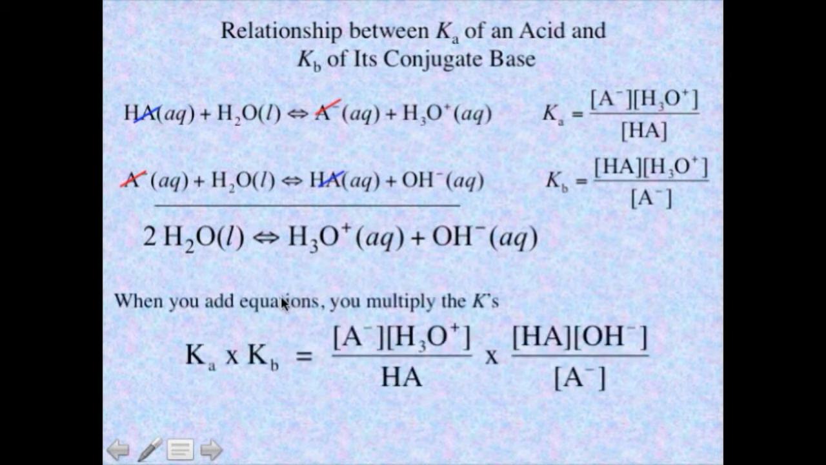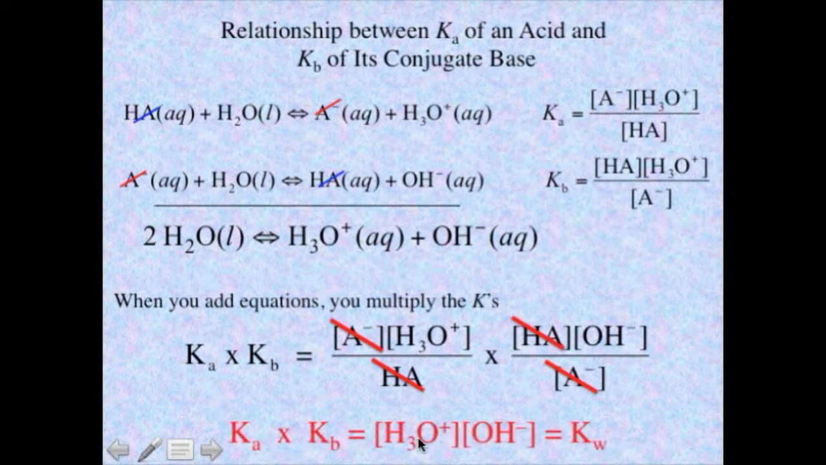How would that play out with the mass action equations? When you add equations, you multiply the equilibrium constants, represented by the mass action equations. So if I take each one of these mass action equations and multiply them together, what happens? The anions cancel out and the acids cancel out. And lo and behold, we're left with the mass action equation for the water equilibrium, which is Kw. So that's how the equilibrium constant for an acid times the equilibrium constant for a base is equal to the equilibrium constant for the autoionization of water, Kw, 1 times 10 to the minus 14.